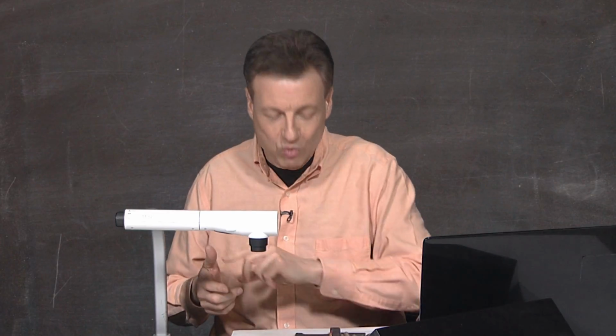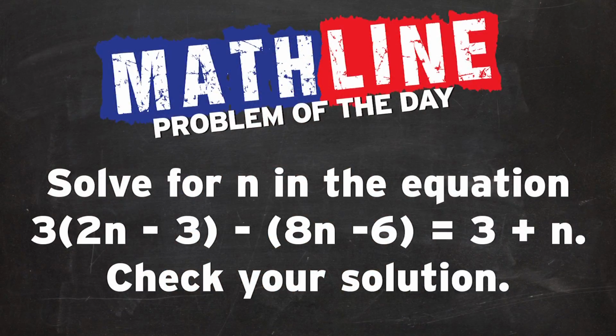And let's get to working with our problem of the day. It says, solve for n in the equation. Oh, we've got a great equation there. Hang on for your ride here. 3 times, in parentheses, 2n minus 3. Then we're going to subtract another parenthesis, 8n minus 6. Finally, we get it equal to the right-hand side, where it's just pretty straightforward, 3 plus n.